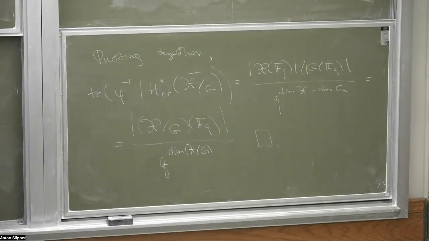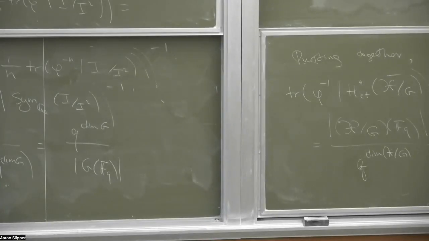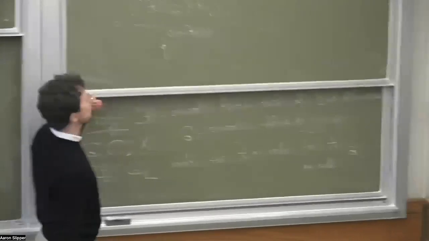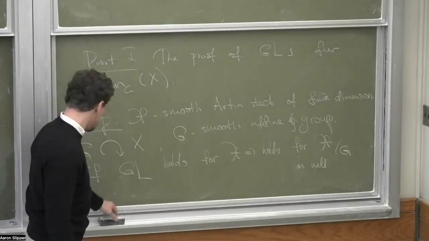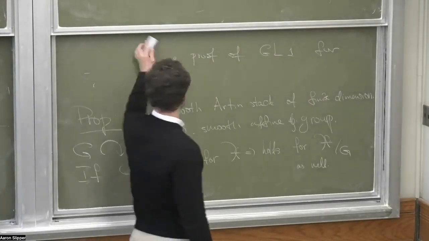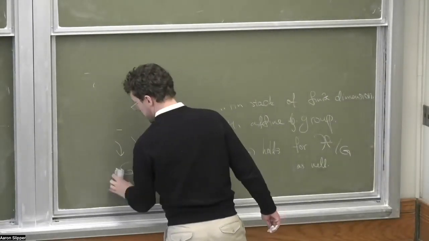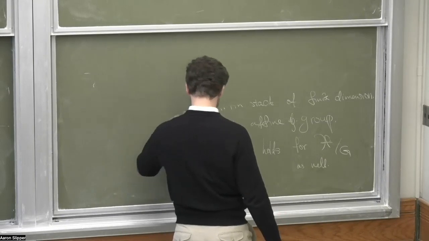But now, of course, Bun_G is not at all a stack of such form. We cannot present it globally as a quotient of something nice by a smooth affine group action. But the idea is that we can use the Harder-Narasimhan stratification.